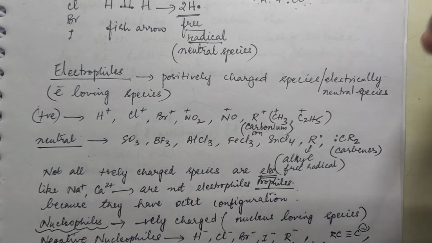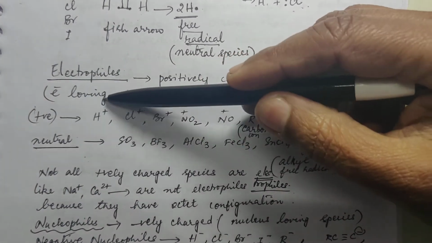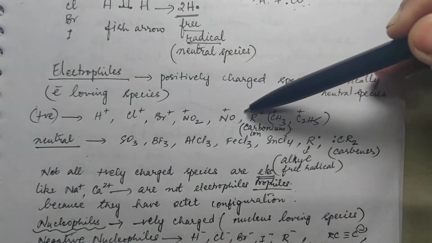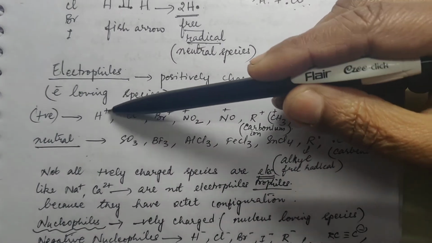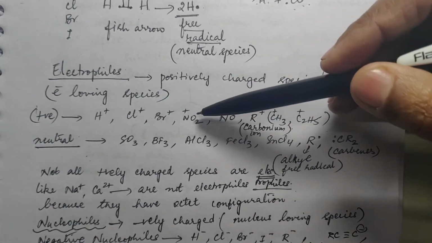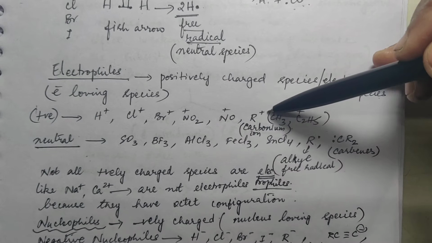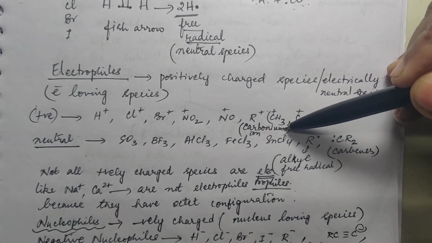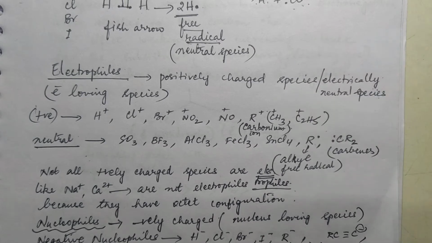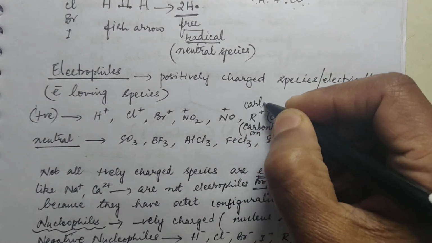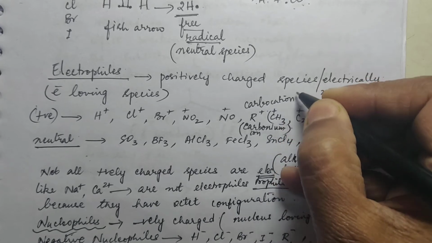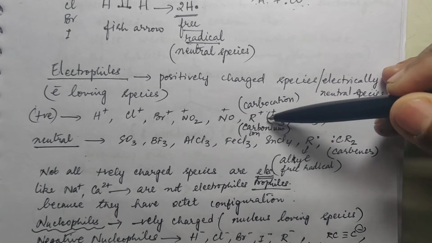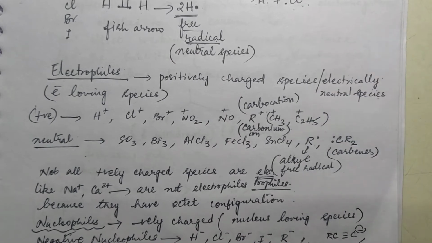Now, we'll see how, right? So, electrophiles are electron-loving species. Positively charged species, all these are positively charged and they are all electrophiles. H plus, Cl plus, Br plus, NO2 positive, NO positive, R positive. R positive is called an alkyl cation, or it is also called a carbonium ion, or you may also call it a carbocation. You can call it like this also. So, this is methyl carbocation, this is ethyl carbocation.